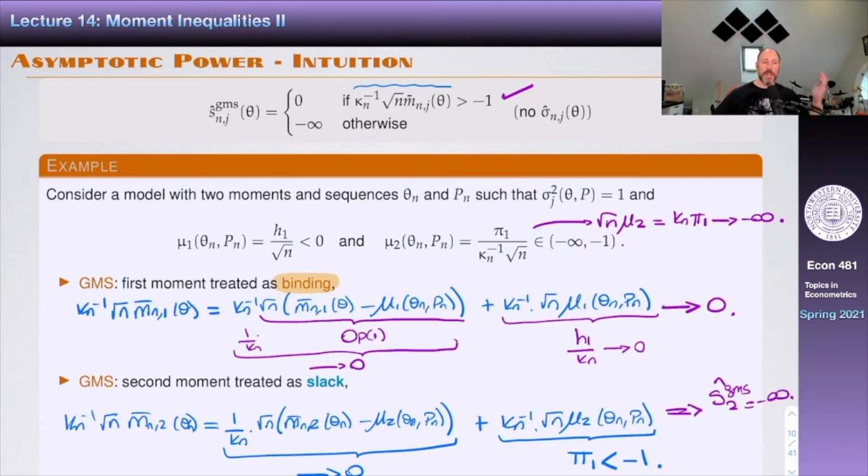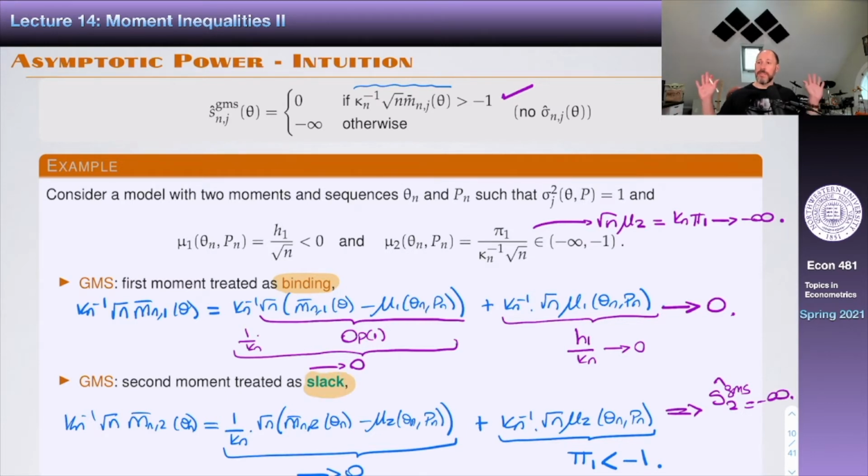Of course, you can say, well, you just chose these sequences such that this happened. Of course, but you can show that this holds broadly. What I'm going to illustrate here holds broadly. If you consider any other sequences, you're going to have this result, or the result that GMS and subsampling are the same. But GMS then takes the first moment as binding and the second one as slack. Do you agree with that?